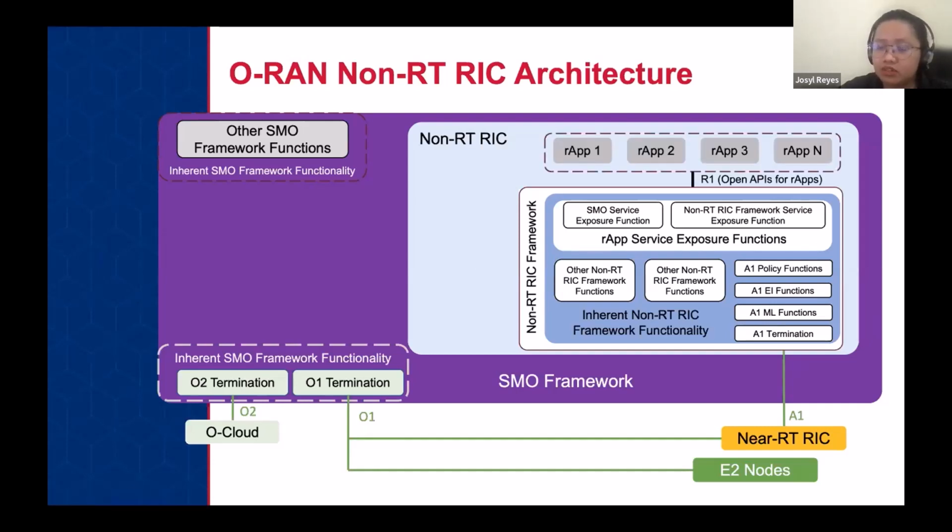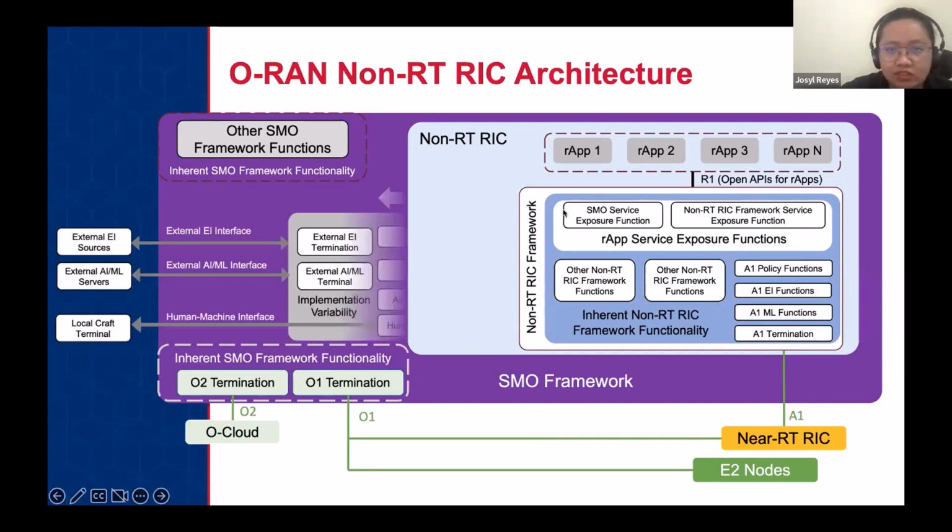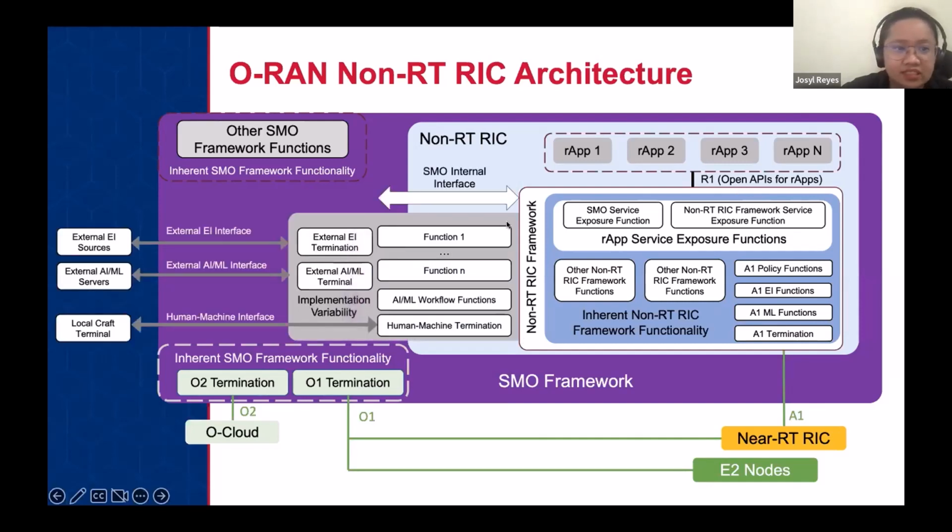The R apps are connected to the non-RTRIC via the R1. This is an open API for R apps. API means Application Programming Interface. Then, aside from that, the non-RTRIC connects to the SMO. There's an internal interface. So there are different functions. You can see here the intelligence, like the AI, ML, any human-machine termination, and so on. Okay. So we will not be able to have time to discuss each of this part in detail due to the time constraints.